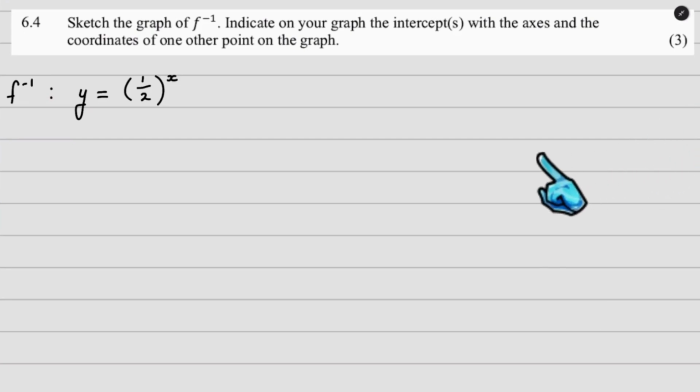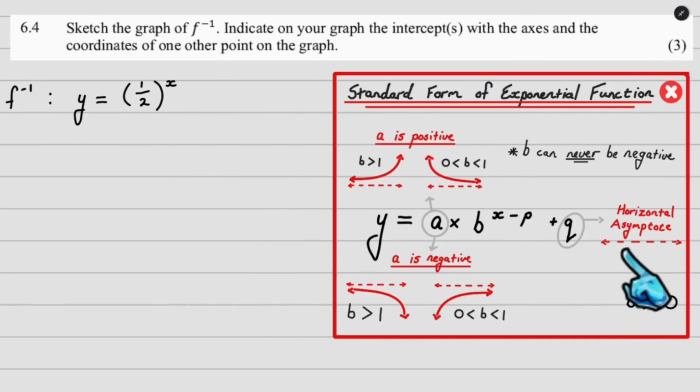So after getting the equation of the inverse, they've asked us to sketch this thing now. And we need to indicate the usual stuff. So let's think of exponential functions, because this is something to the power of x. So with the exponential function, we analyze our a value first. Our a value is the number in front of the base, which is just 1 in this case. So a is positive, so I don't even need to worry about these two.